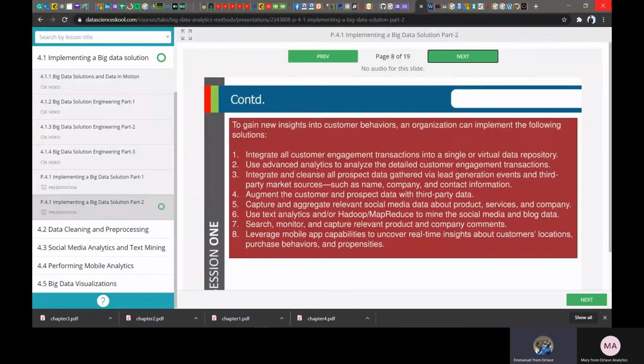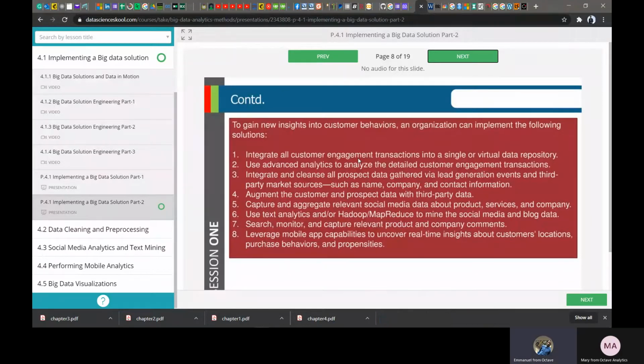But to gain new insights into customer behaviors, an organization can implement the following solutions. Integrate all customer engagement transactions into a single or virtual data repository. So gather all this information into a single pocket, a single store.